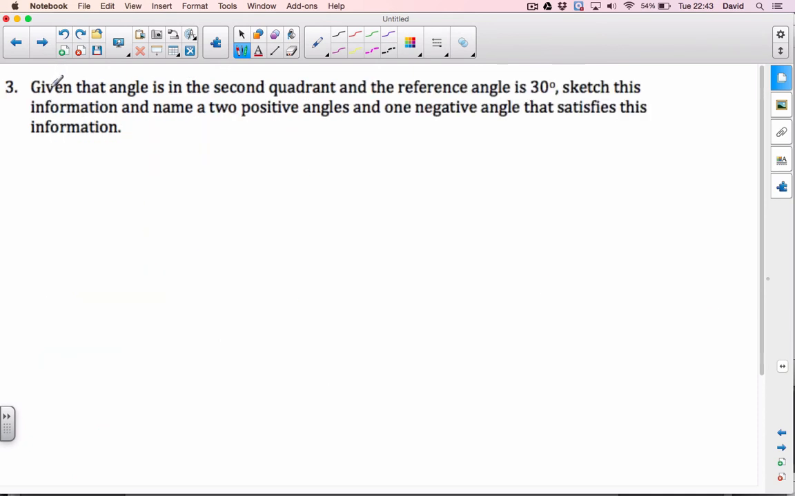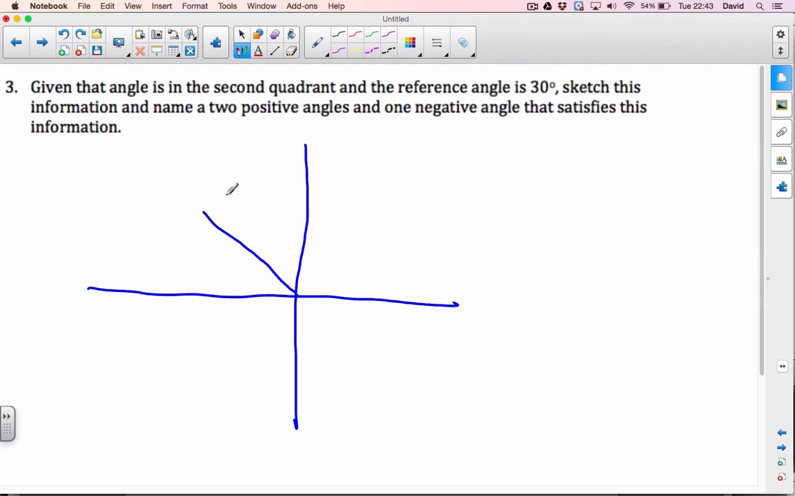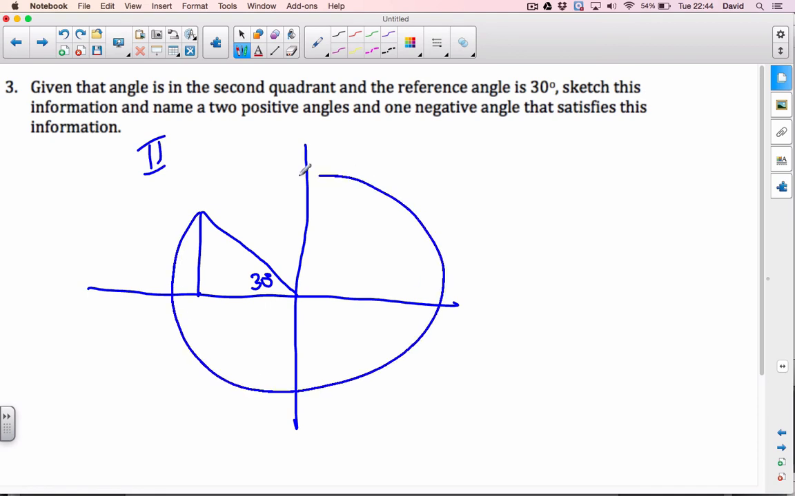Let's try another example here. Given the information that the angle is in the 2nd quadrant, it's in the 2nd quadrant with a reference angle of 30. So that means to the x-axis, this angle here is 30 degrees. It's in the 2nd quadrant. And I know I'm on my circle. Name 2 positive angles. Well, here's one positive angle. If I call this theta, theta could be, well, 180 minus 30 is 150 degrees.